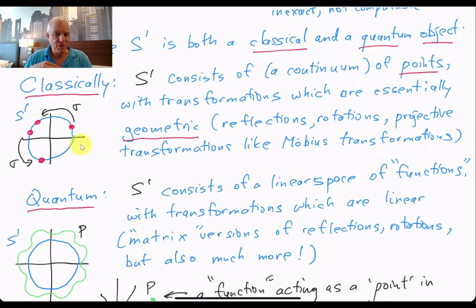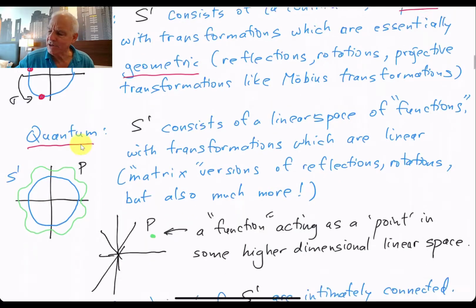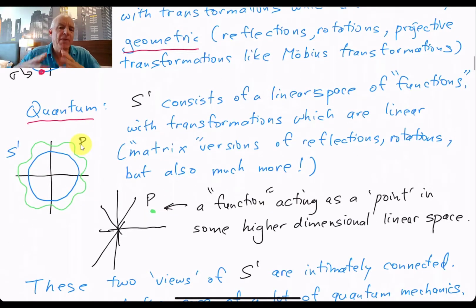In the quantum point of view, S1 consists rather of a linear space of functions, or the emphasis is on the space of functions on the circle. And that's a linear space because you could add functions and you can scale or multiply them. In this case, the transformations that previously were geometric end up manifesting themselves as linear transformations of this underlying linear space of functions. So we end up getting matrix versions of reflections, rotations, projective transformations, whatever.